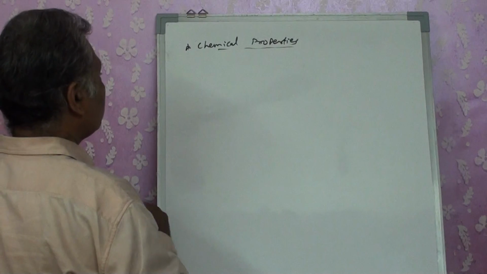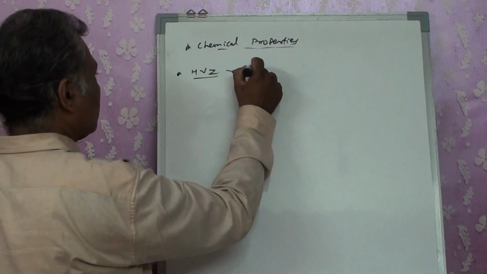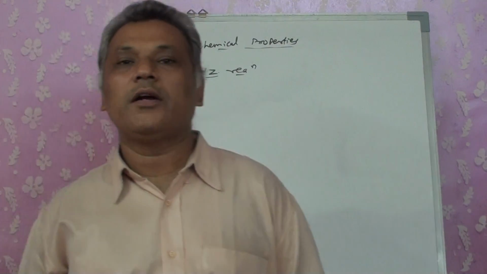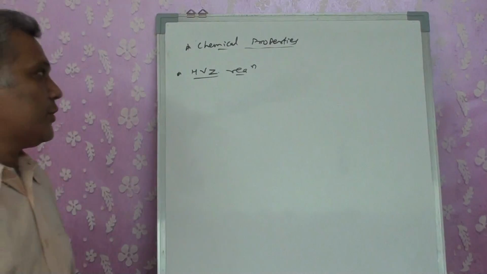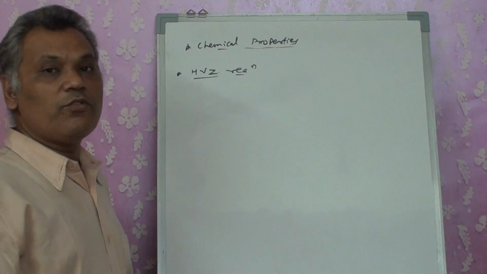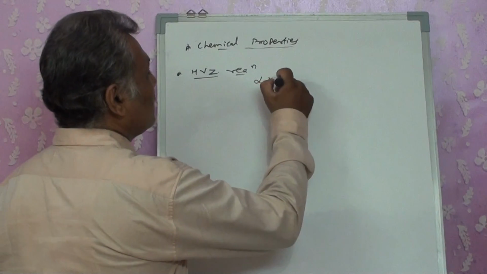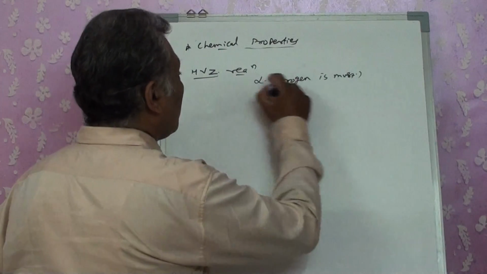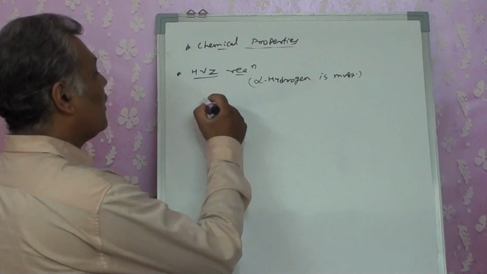The next reaction, HVZ reaction. Now, this is an abbreviated form. H means Hell, V Volhard, Z Zelinsky. Hell-Volhard-Zelinsky reaction. Right? In this case, alpha hydrogen is a must, because the reaction is going to take place on alpha hydrogen. It's going for the replacement of alpha hydrogen.